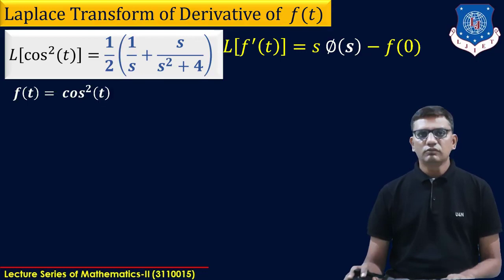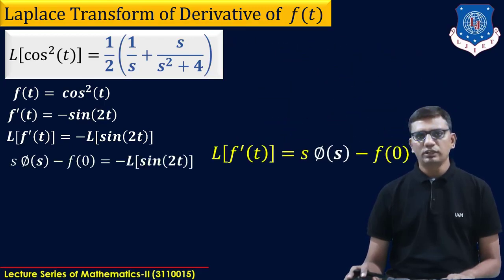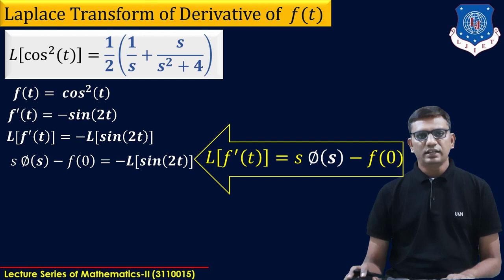First of all, f(t) equal to cos square t. So f dash t is minus sin 2t. Now we are taking the Laplace on both sides. Then we get the Laplace of f dash t equal to minus Laplace of sin 2t. Now we will apply the Laplace of f dash t formula here. Then we get s phi of s minus f of 0 equal to minus Laplace of sin 2t.